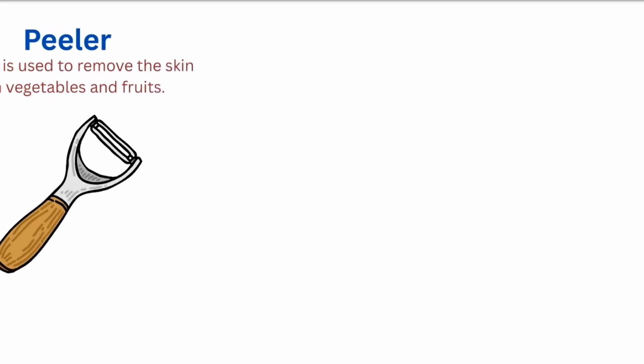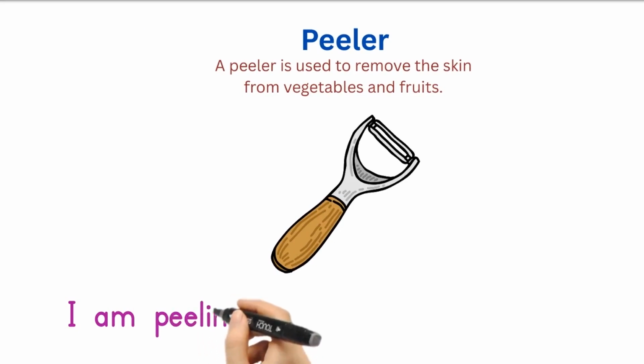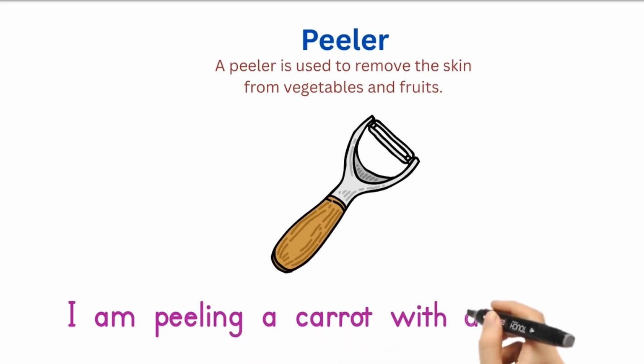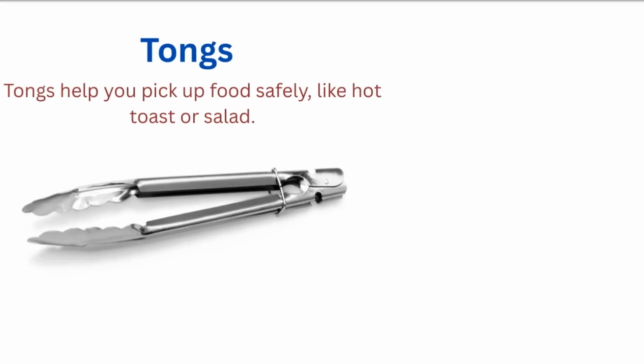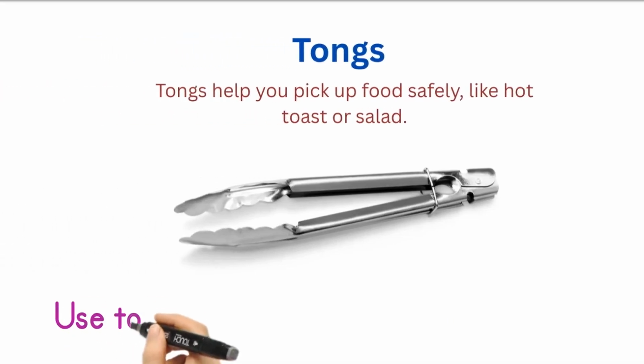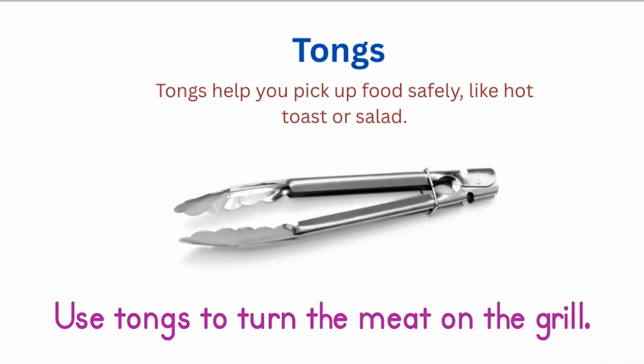Peeler. A peeler is used to remove the skin from vegetables and fruits. Example, I am peeling a carrot with a peeler. Tongs. Tongs help you pick up food safely, like hot toast or salad. Example, use tongs to turn the meat on the grill.